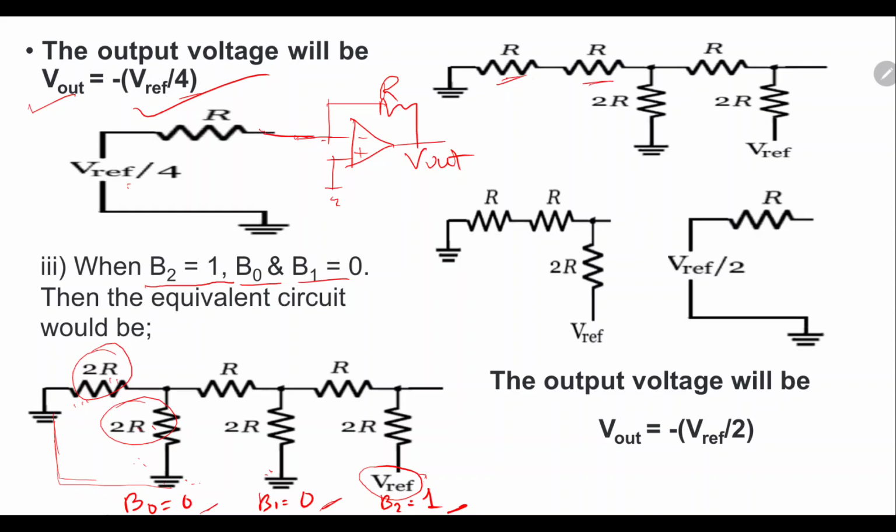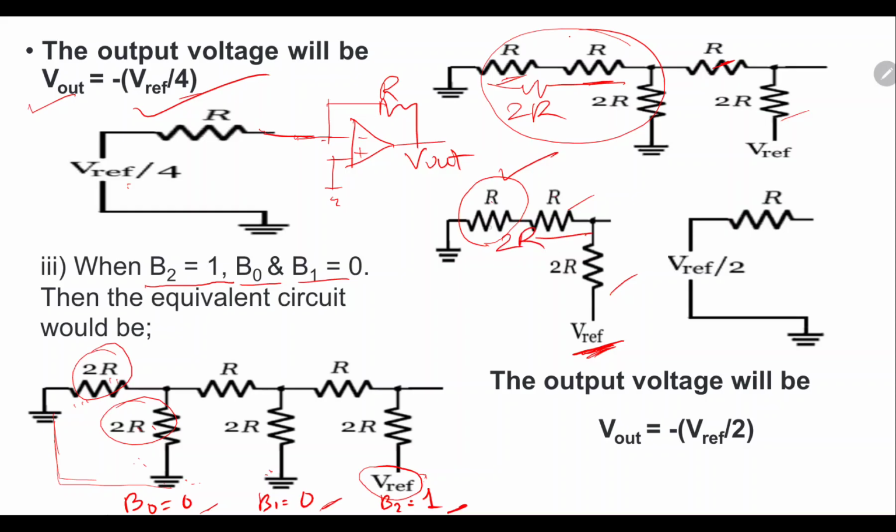Now this R and this R, these two are in series, so the equivalent resistance is 2R. 2R and 2R again in parallel, like the situation before, so the equivalent resistance will be R. This section's equivalent resistance is this R, and this R is here and this 2R is here, and here the V reference is given. So it is clearly understood this V reference is applied here and it will get distributed among these two resistances.